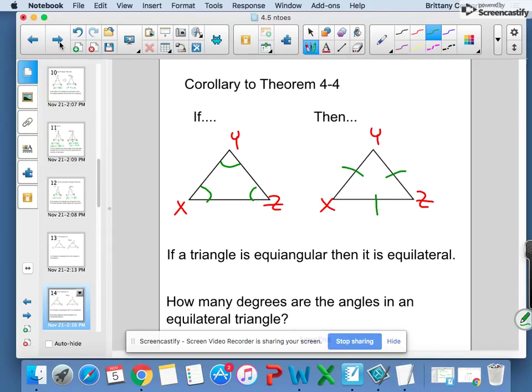I do want you to try to take a moment here to answer this question. How many degrees are the angles in an equilateral triangle? Remember, a triangle has a sum of 180 degrees. So you can go ahead and pause the video and do that.